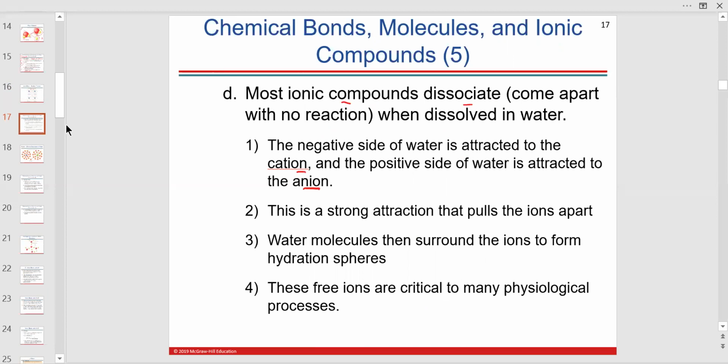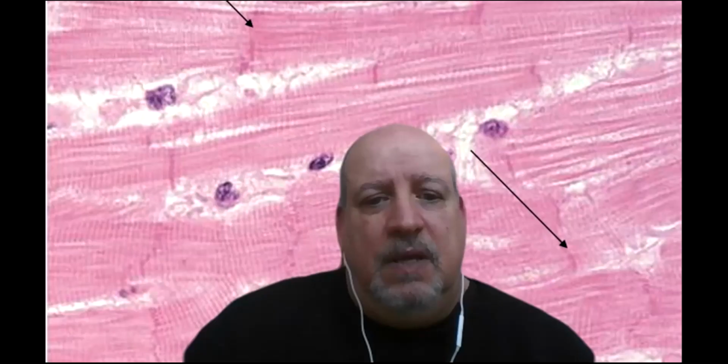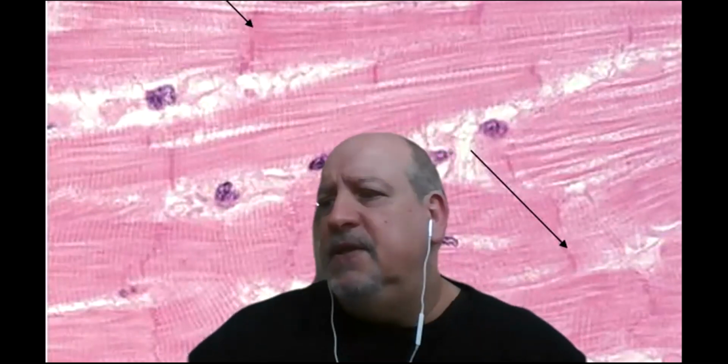So free ions, I think I made this clear, are critical in many physiological processes, like sodium. Let's talk about sodium. Probably the most abundant extracellular ion there is. And what does that mean? Extracellular. So sodium ion is between cells, in the fluid between cells, which you're going to learn about.